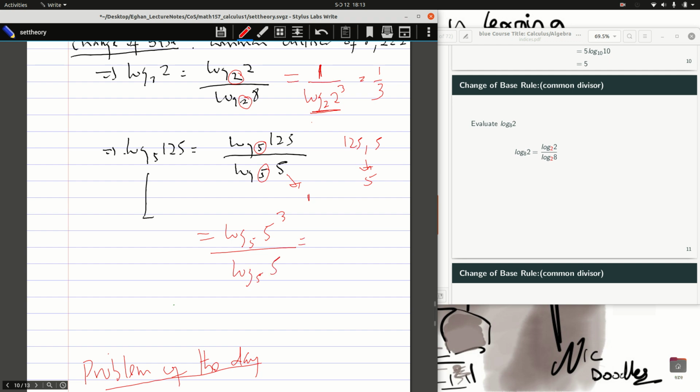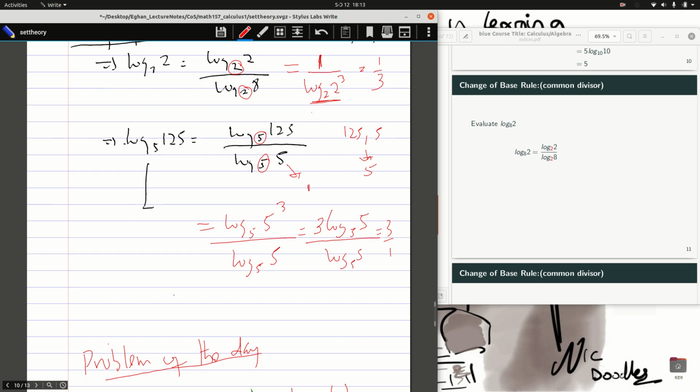By the properties or the rules, I have 3 log 5 to the power base 5, and then I have log 5. This is simply 3 over 1, and the answer is 3, and you are good to go. Some will say, why would I want to bother with a change of base? It comes in handy sometimes. Or you can simply solve this one straight away.